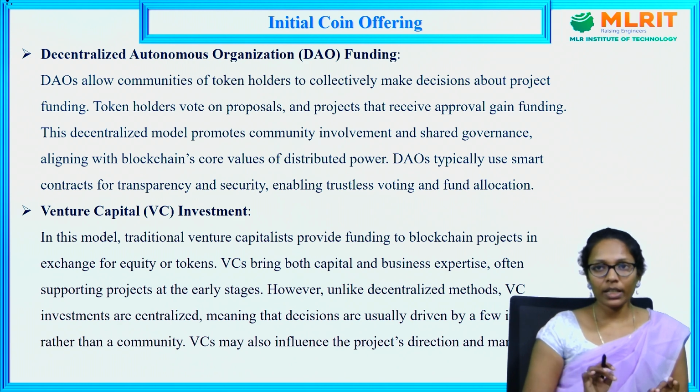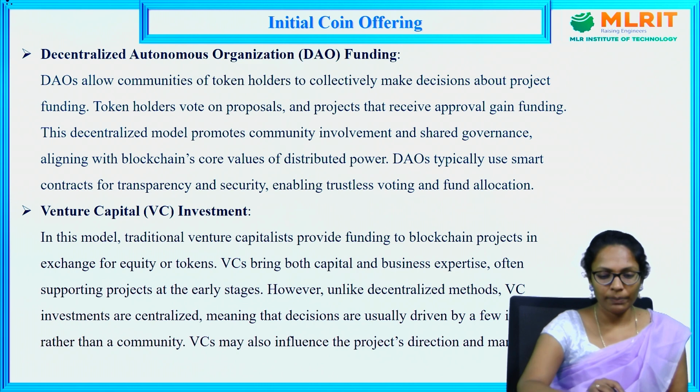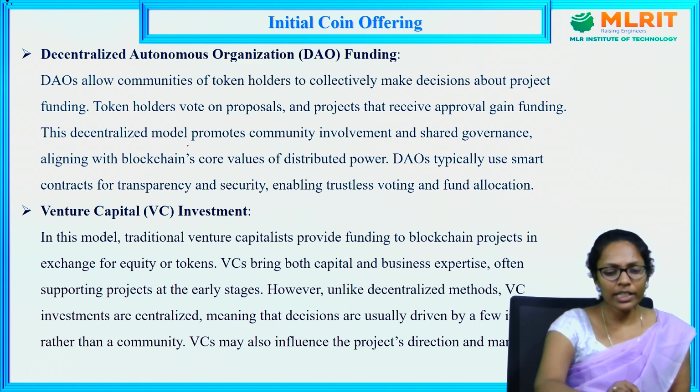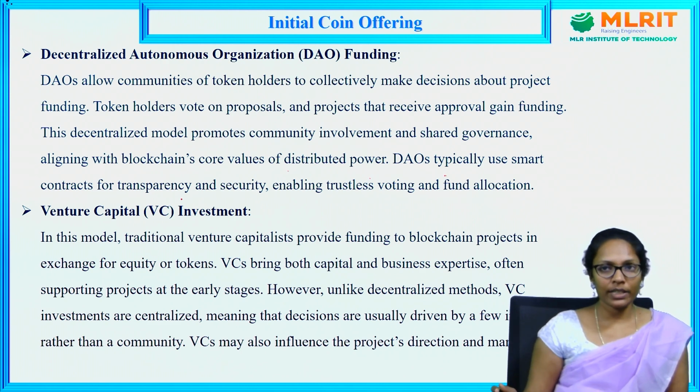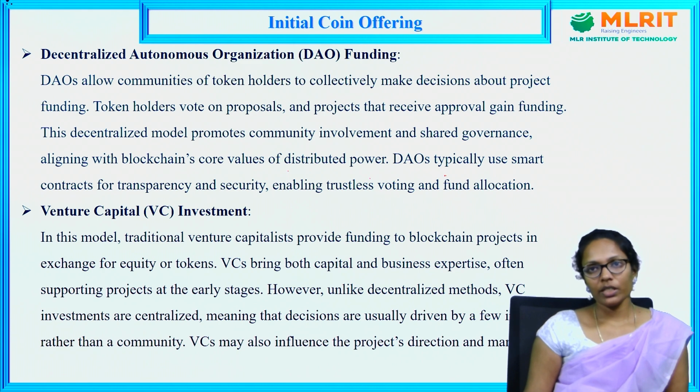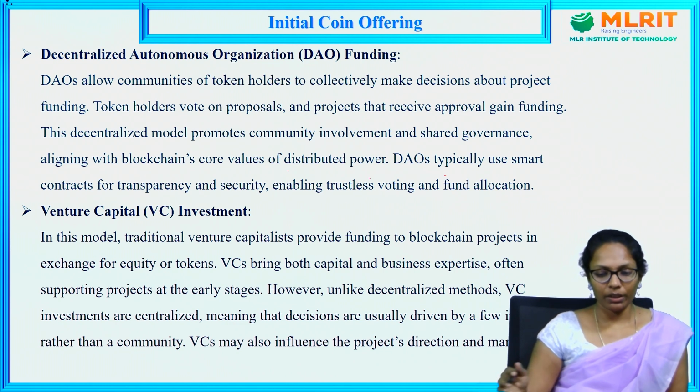Whoever is involved in that project, the investors, everyone will be involved in taking the decisions. This decentralized model promotes community involvement and shared governance, aligning with blockchain's core values of distributed power. DAOs typically use smart contracts for transparency and security. We have already seen DAOs; internally a DAO uses smart contract coding, so the contract will be verified automatically. The smart contract is an auto-executable code, right? So whatever documents you are uploading will be verified automatically.